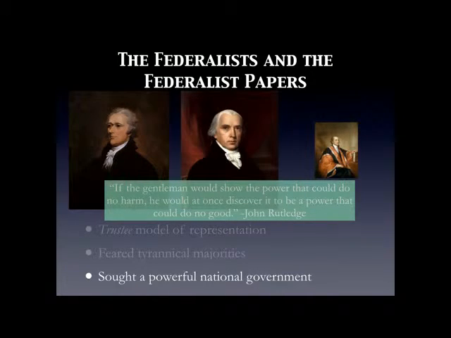If the gentleman would show the power that could do no harm, he would at once discover it to be a power that could do no good.